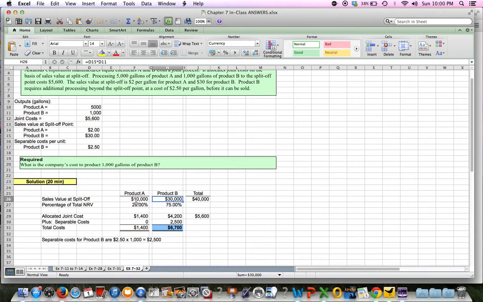The percent of each then is, of course, 10 divided by 40 is 25%, and then 30 divided by 40 is 75%. Allocated joint costs: 25% of the total joint cost of $5,600. That's the number they gave me here. So that's $1,400. 75% of $5,600 is $4,200, plus a separable cost of $2,500, which is 1,000 gallons of B times $2.50. And so that gives me the cost for A of $1,400 and the cost for B of $6,700. You can just add those together right there. Okay, so that is the total cost for B.